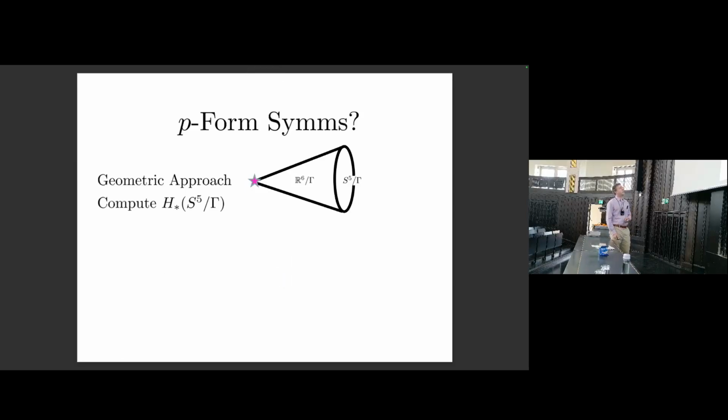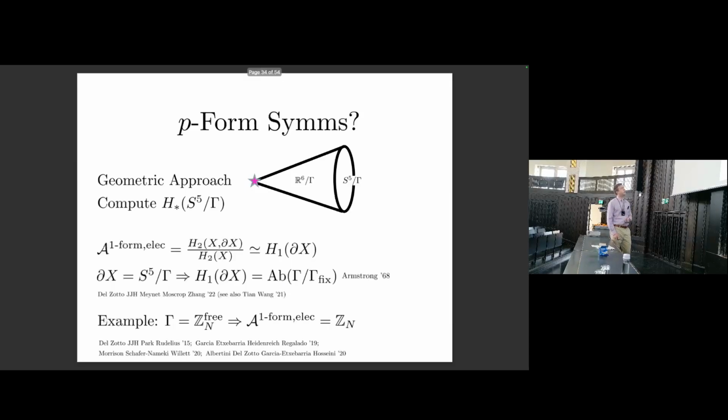OK, so let's begin over here in the geometric case. What do you get? Well, we can calculate. There's a long exact sequence in relative homology, which in these cases actually collapses to a short exact sequence. And the quotient of the defect group screened by dynamical objects just becomes the H1 of the boundary space. In the case where this is an isolated singularity, namely gamma is freely acting, then you'll just get, say, Z mod n, or whatever that gamma is.